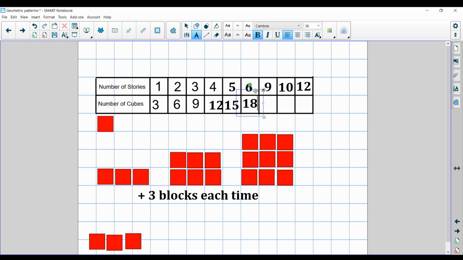But be careful, because notice I don't go 1, 2, 3, 4, 5, 6, 7, 8. Now I'm skipping. So if you looked at your pattern just going horizontally, you're going to have a problem. You have to look at it vertically.